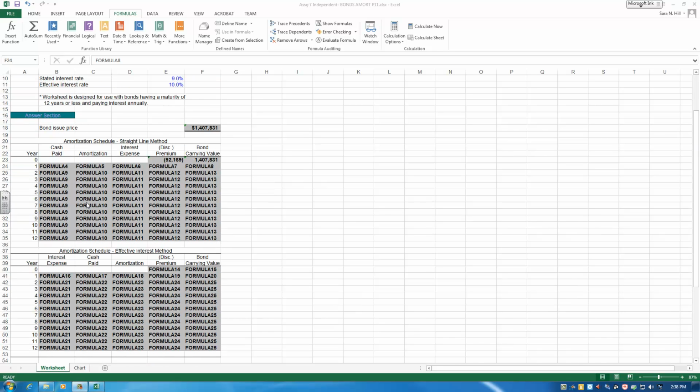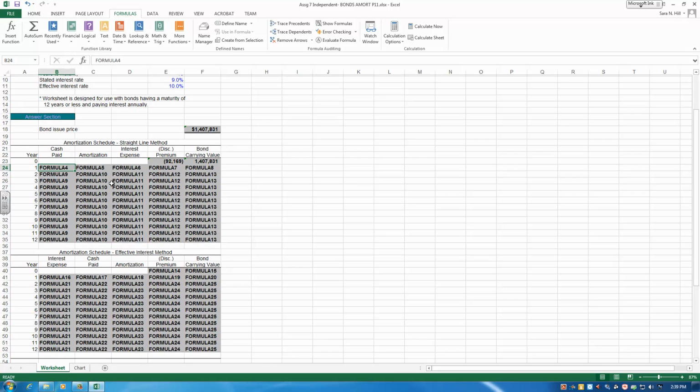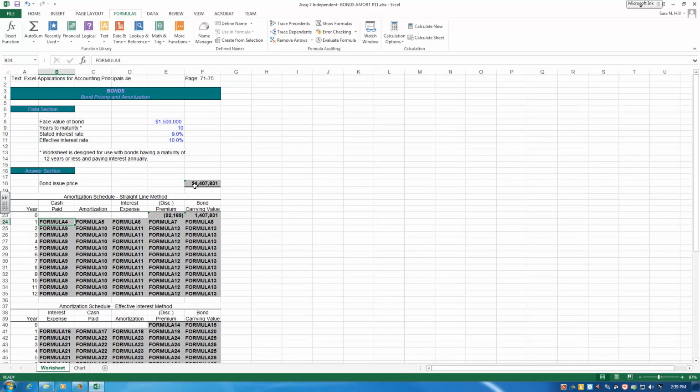Just to give you a couple more hints on this first straight line amortization schedule, your cash paid, all you're doing in this cell is calculating the interest paid on the $1.5 million bond. Even though you bought it at a discount, this instrument is still going to function as it was originally drawn out, which would be 9% of the 1.5 million. That's simply the formula you're putting into cash paid.